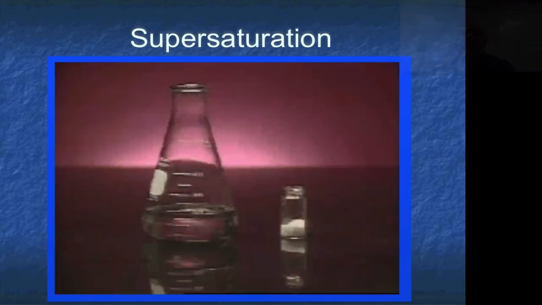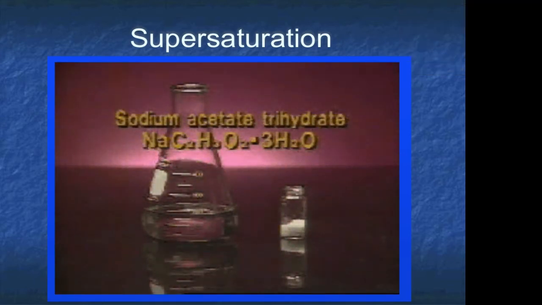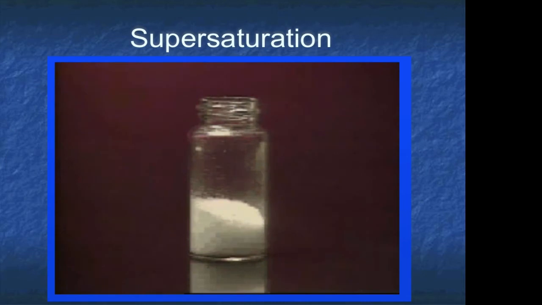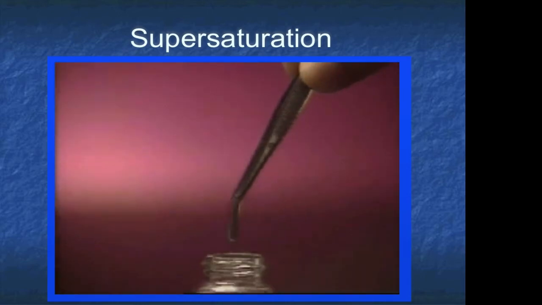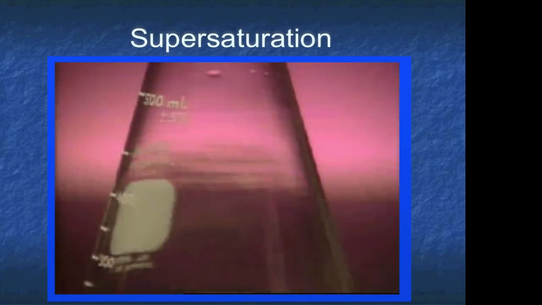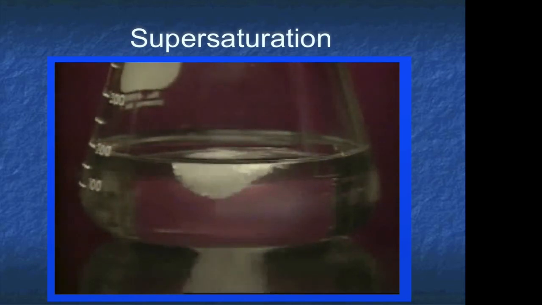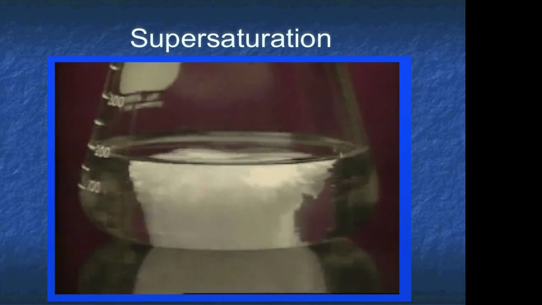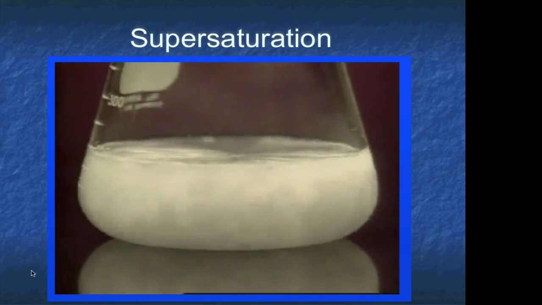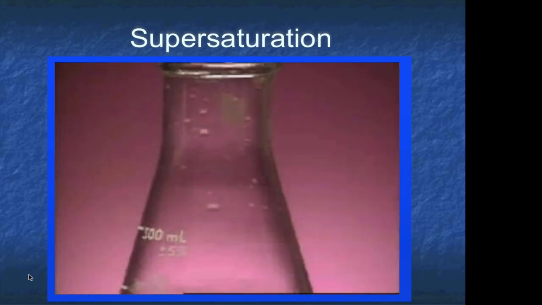Here's a video of the same process. The flask contains a supersaturated solution of sodium acetate in water. A small crystal of sodium acetate will be added to the solution. Focus your attention on the portion of the solution to which the crystal is added. Here is the process again in slow motion.